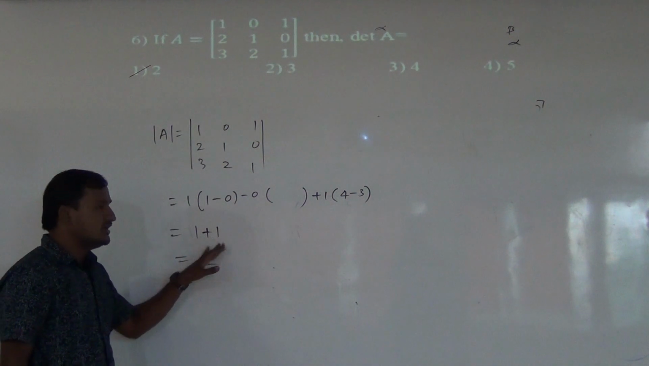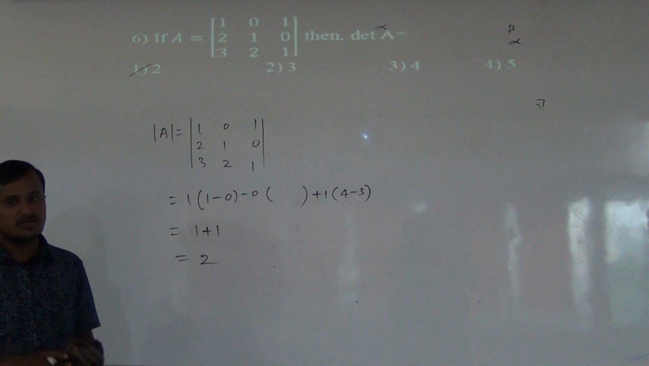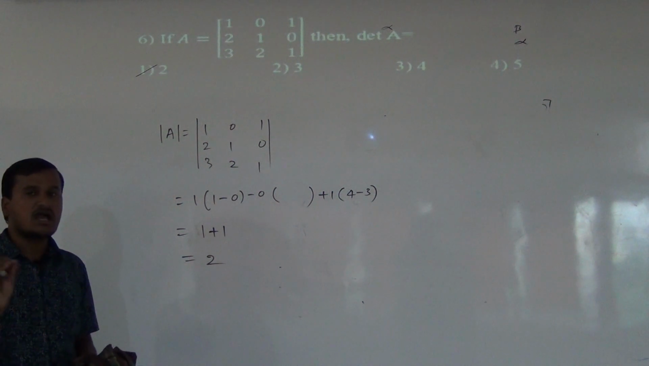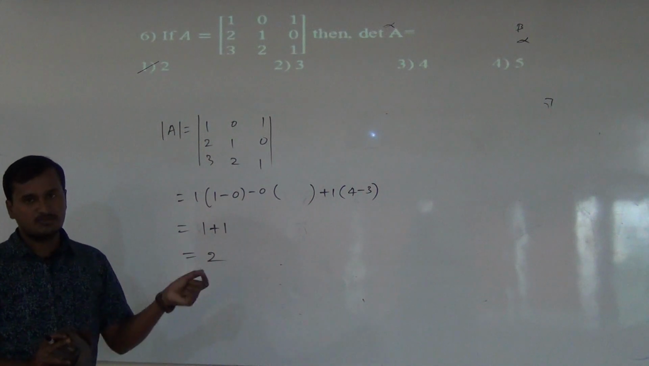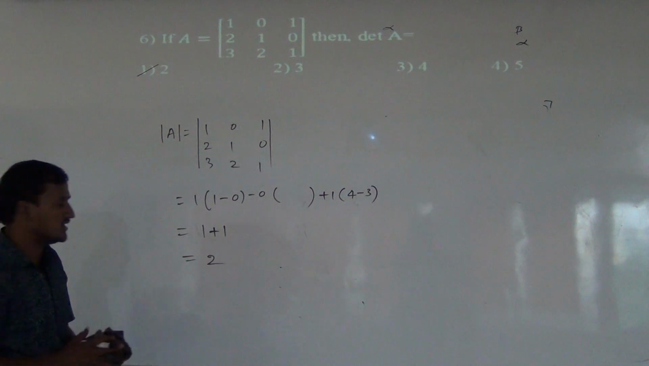Also, while expanding the determinant, you should expand the determinant along the row or column having the maximum number of zeros. That helps you to find the value of the determinant very easily, right? Okay.